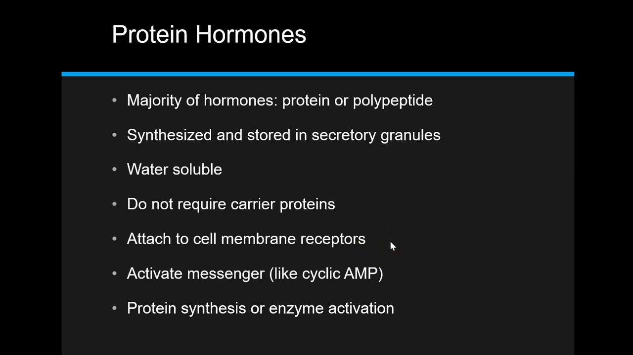Once that hormone binds to the cell receptor, it will activate a messenger like cyclic AMP inside the cell, and the downstream effect would be a protein synthesis or an enzyme activation within the cell.